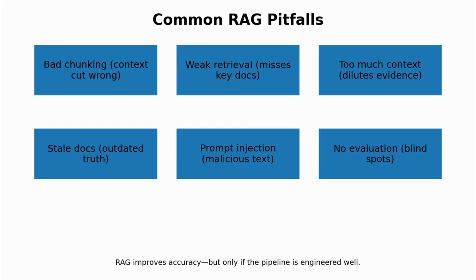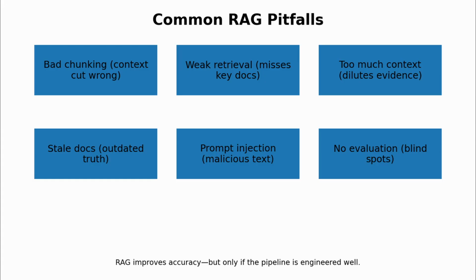RAG can dramatically improve an LLM's usefulness, but it can also fail in ways that are surprisingly subtle. One common problem is chunking. If you cut your documents into chunks that are too small, you lose context. The system retrieves a paragraph but misses the definition that appears just above it. If chunks are too large, you waste context window space and dilute relevance. The model receives a wall of text and doesn't know what to focus on.